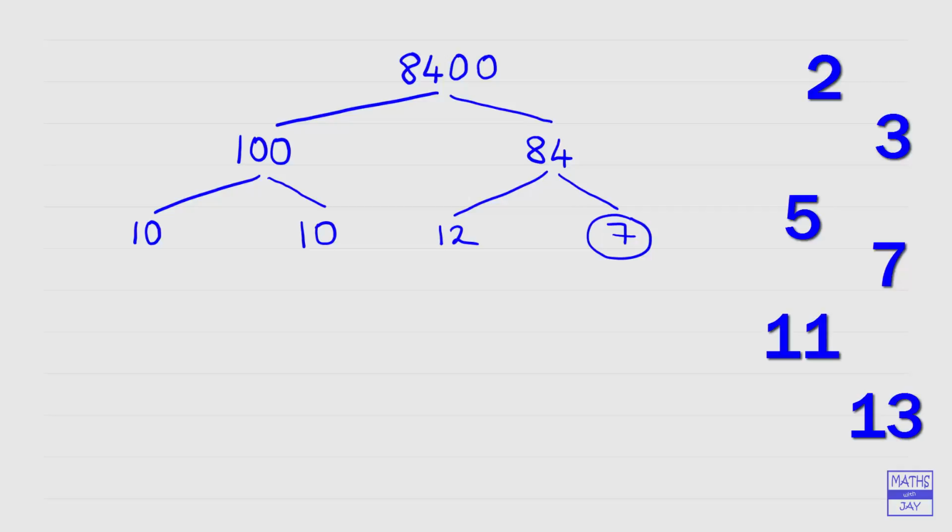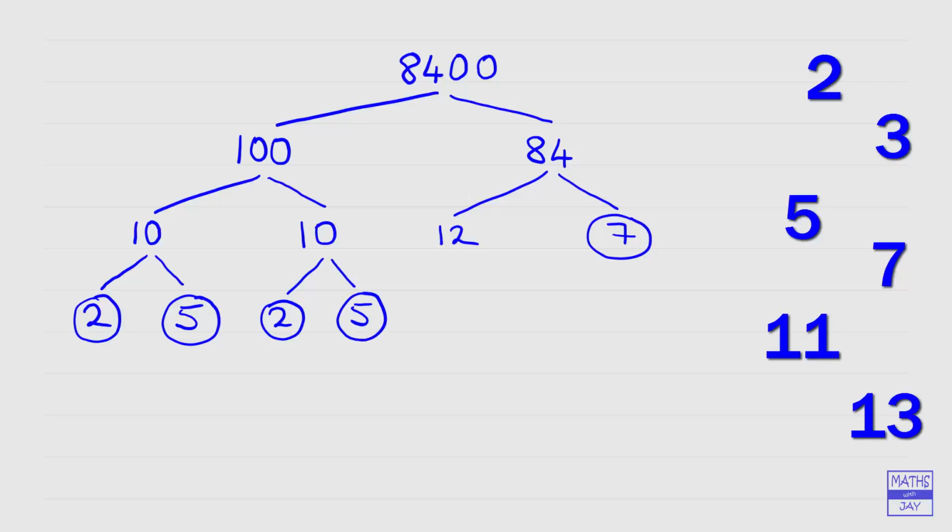So going back to 10, well, 10 can be written as 2 times 5, and both of those numbers are prime, so let's put circles around those. And the same sort of thing for the other 10. And then 12. Well, one way of factorising 12 would be to say that it's 3 times 4. 3 is prime, so let's circle that. And 4, well, that can be written as 2 times 2, and 2 is prime.